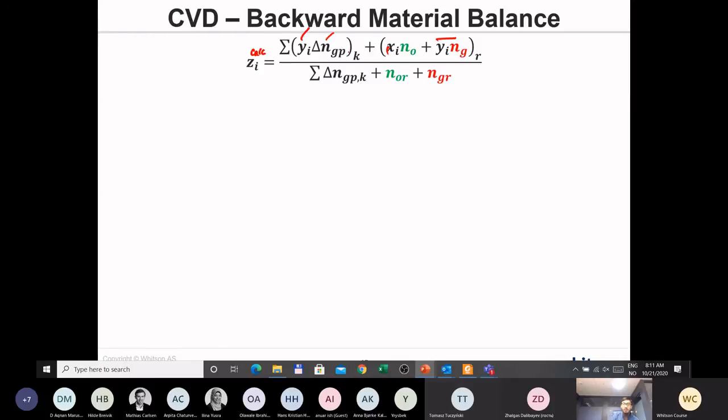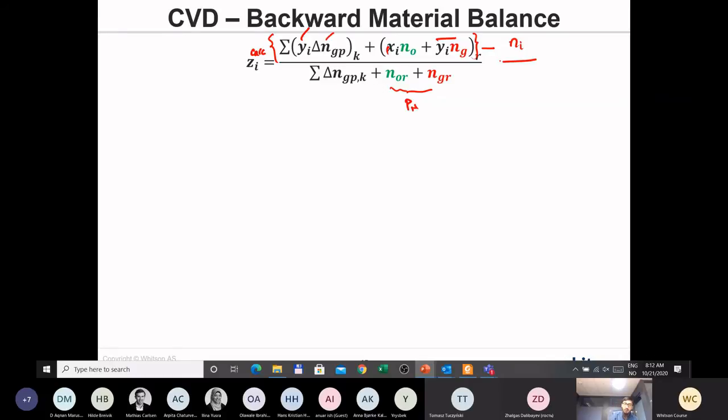If we sum all these moles, then we get the total moles that should have been present in the PVT cell at the dew point, or the initial pressure. So this is the total moles of component i, and this whole numerator, and then in the denominator we have the sum of moles of gas produced plus the oil moles and the gas moles at this abandonment pressure. That's our PN, the last pressure in the DLE experiment.